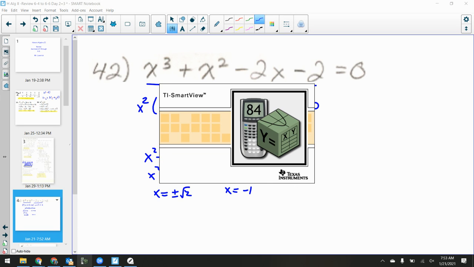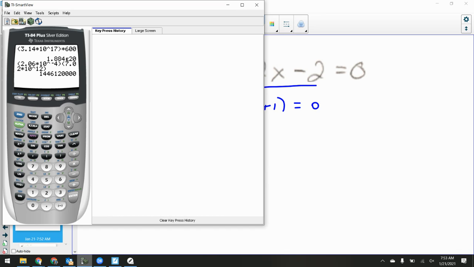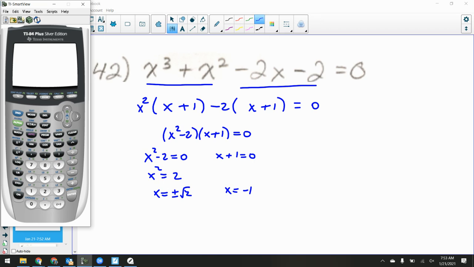Now, the other possibility of doing this is that, if the problem didn't say solve by factoring, I guess I didn't need to show that work. If it says solve by factoring, I'm restricted. I've got to use factoring. I can't use my calculator. Otherwise I would go in and say this: x to the third plus x squared minus 2x minus 2.